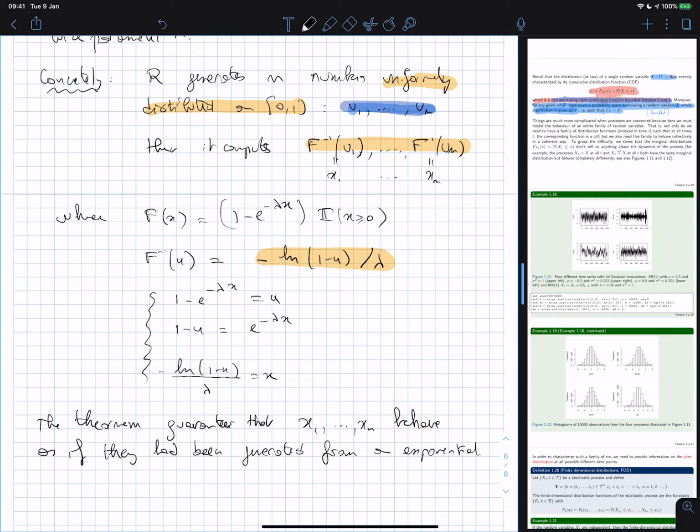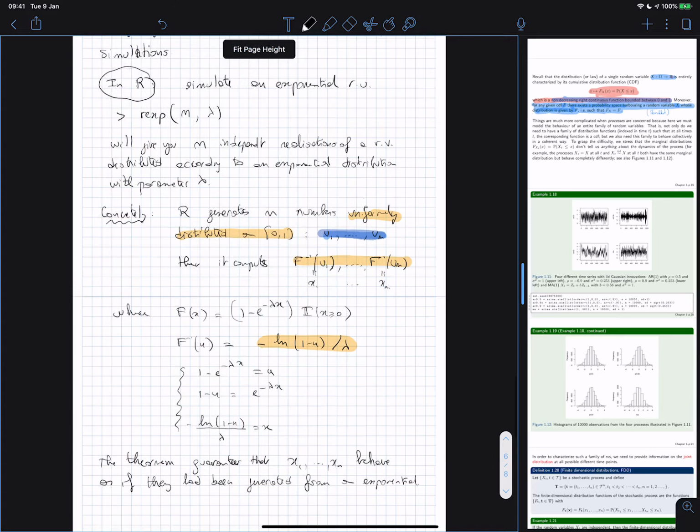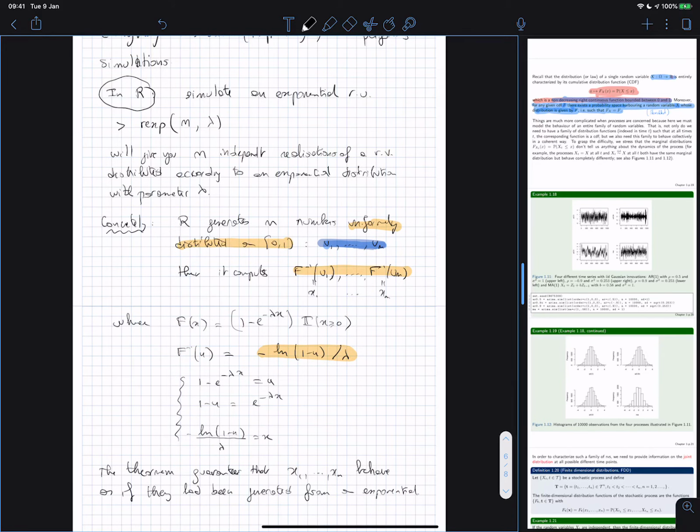Does this ring a bell for everybody, or is this new? Okay, it seems a bit new.